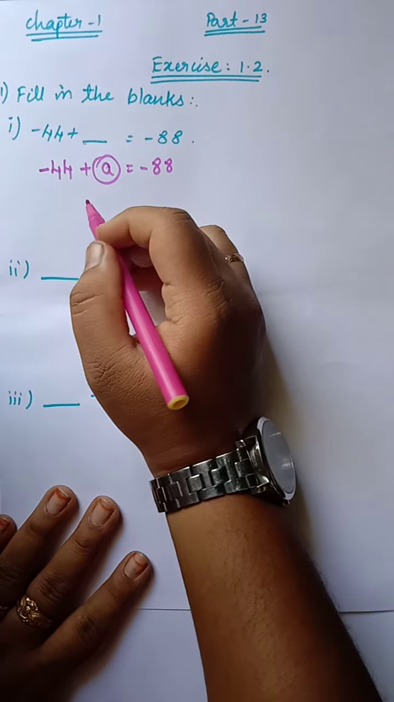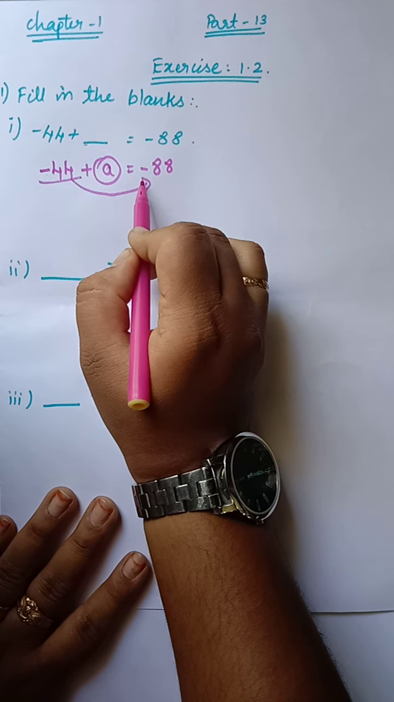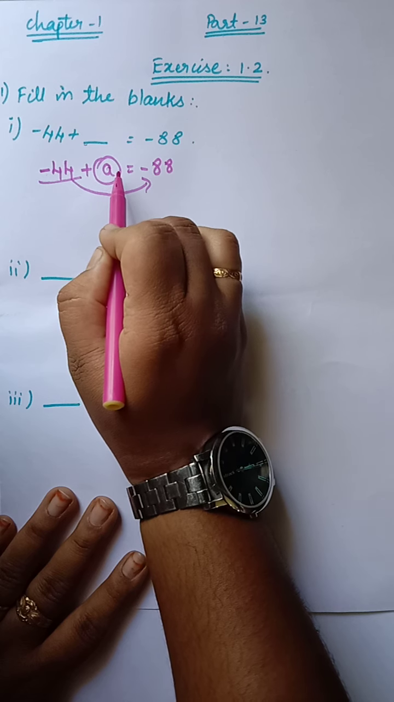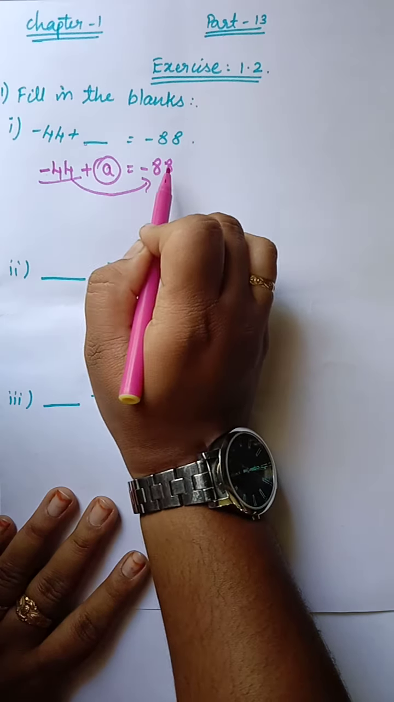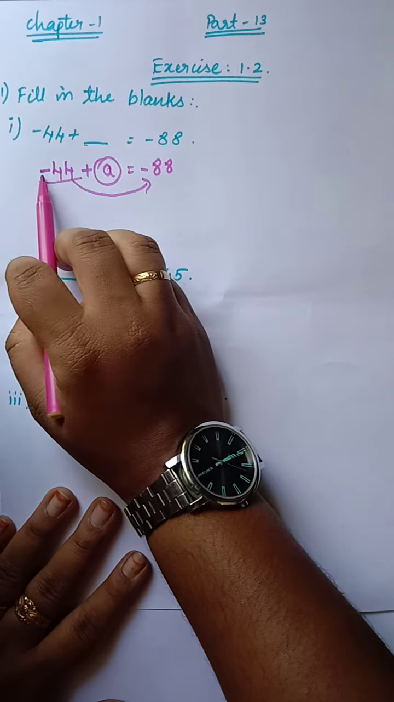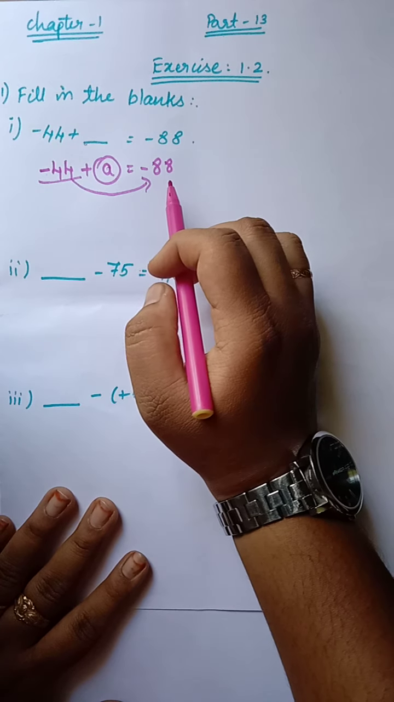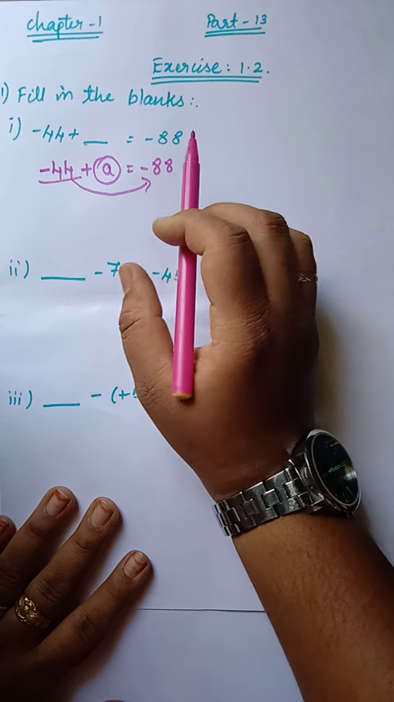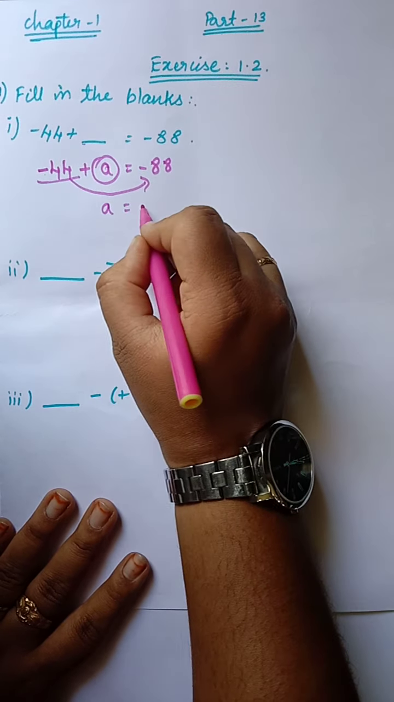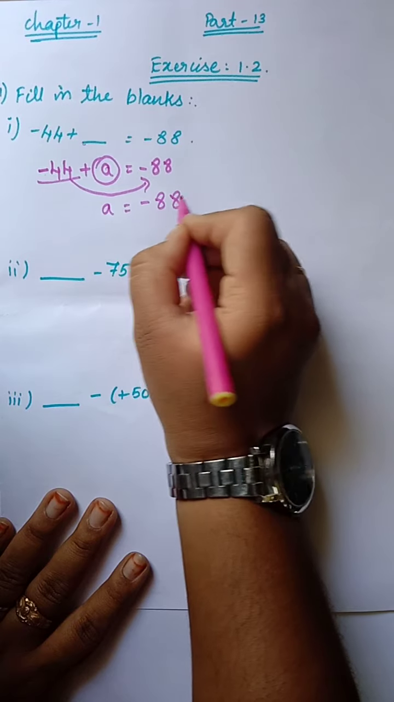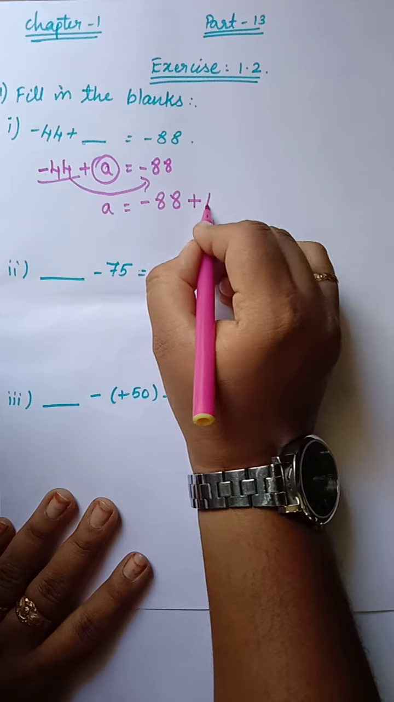Now how can we find it? This number should go to this side, right? While going to this side we can find the value of a alone. So this number should go to this side. It is in minus. While it goes after the equal symbol, what will happen? It will be changed to addition. So you can simply write a equal to 88, then while it is coming to this side, it will be changed as plus 44.